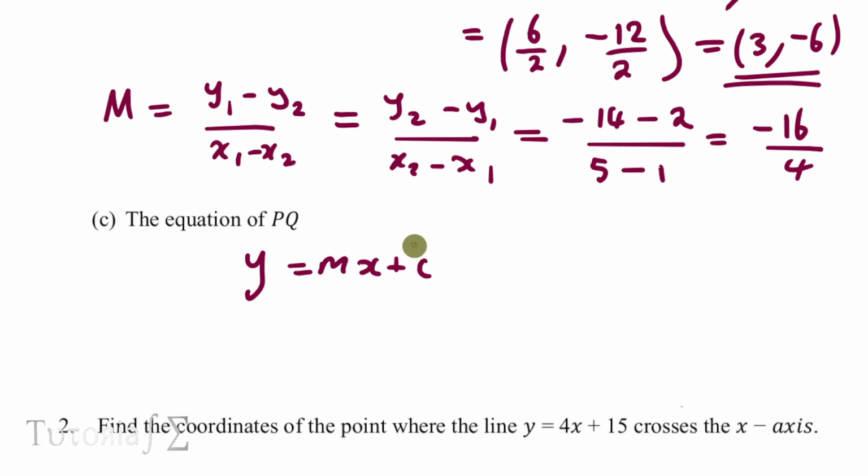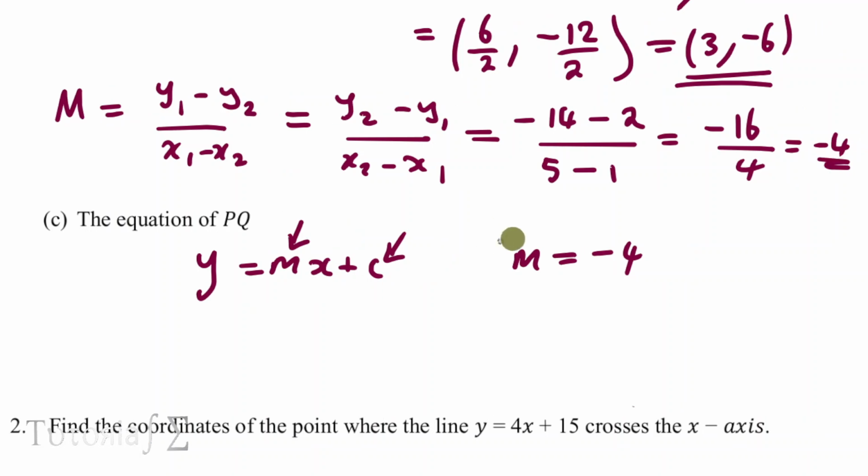And in this equation, we just need to look for two things. We need to look for m and c. And once we look for those, we are good. So m is the gradient. And we have found the gradient of PQ, which is negative 4. When we simplified here, it gave us negative 4. So that is the gradient of PQ. So we have m. Now, how do you find c?